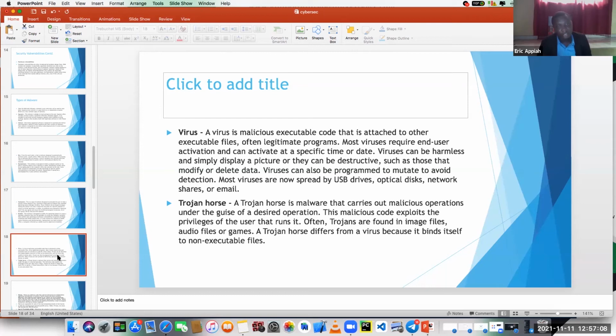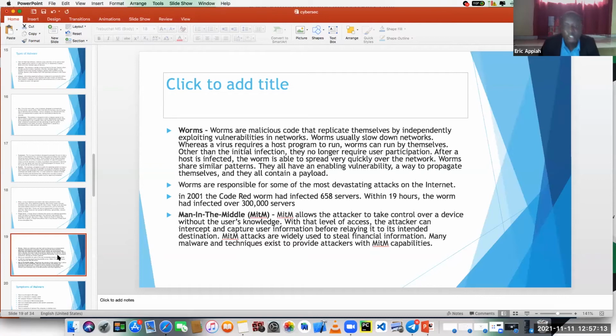Okay, and there are worms. Worms are malicious code that replicates themselves by independently exploiting vulnerabilities in networks. So these worms come into the network systems and they are able to spread across the network. And because they are always replicating, they slow down the network. Whereas a virus requires a host program to run, worms can run by themselves. They don't even require you to launch a program other than their initial infection. And then they are able to spread quickly and affect several parts of the network. Worms are responsible for some of the most devastating attacks on the internet.